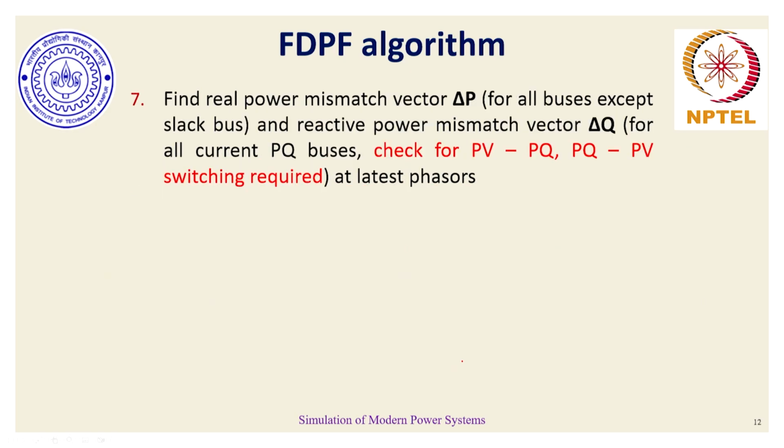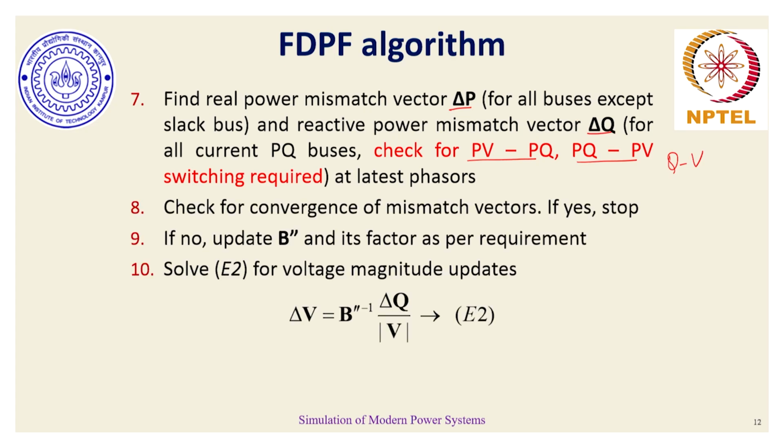Once the P theta half iteration is done, we again re-evaluate delta P and delta Q for the QV half iteration at the latest voltage phase angles and voltage magnitudes. Now, since we are focusing on the QV half iteration, the PV PQ switching check is required. The process remains the same as it was for the Newton-Raphson power flow and Gauss-Seidel method. Before solving the QV half iteration, we check whether convergence has been met or not. If it is, fine, the solution has been obtained.